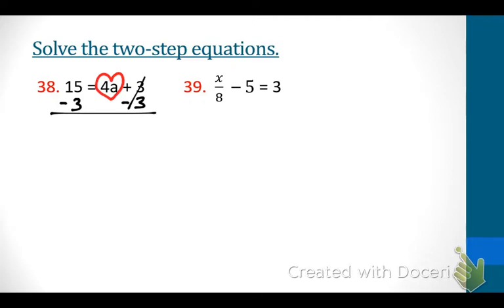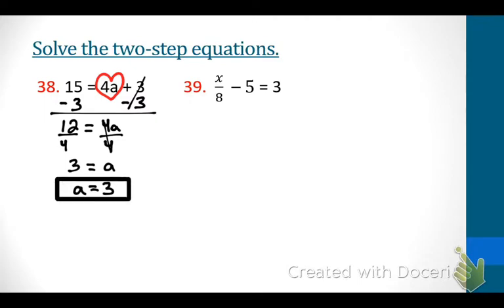4, 8, and 12. Okay, am I done? No. Now I've got to get rid of that multiply by 4. Holly, what do I do? You divide 4a by 4 and 12 by 4. And a equals 3. That is correct. We're just going to go ahead and rewrite it with that variable being first. A equals 3. I want you guys to check the next one with your partner.